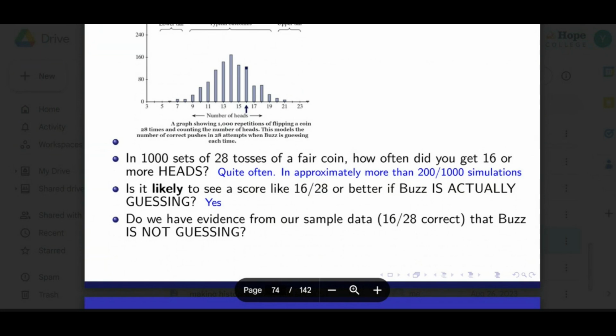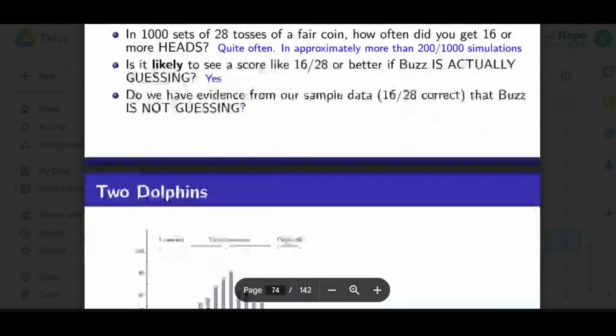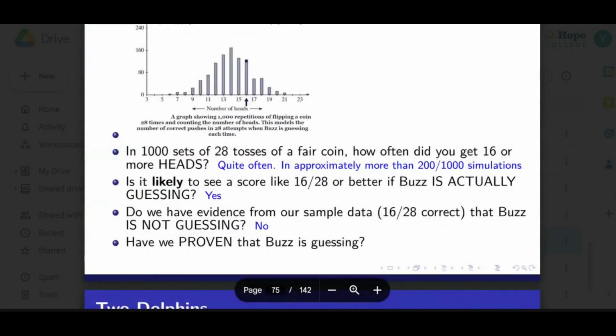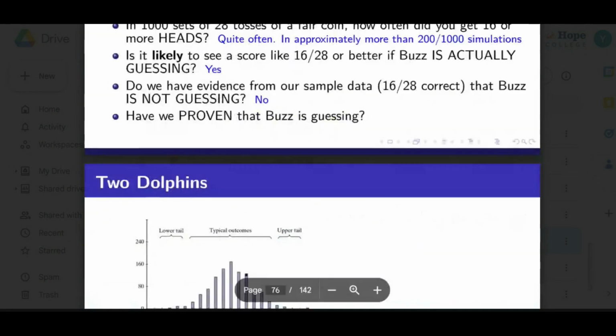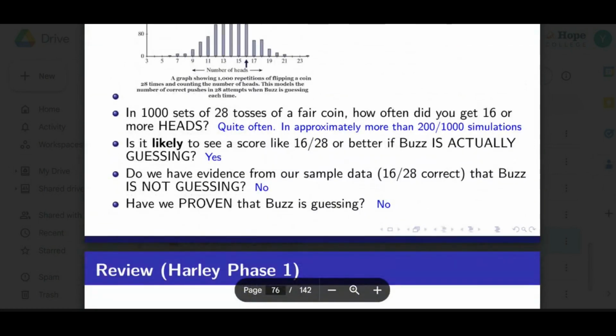Do we have evidence, therefore, that Buzz is not guessing? No, of course, there's no evidence at all, because he may very well have been guessing. There's no evidence that he's not guessing. But have we proven that Buzz is guessing? The answer is no. You can't prove anything. Either way, you cannot prove someone is smart, and you cannot prove definitively that someone is not smart or not guessing. There is no way. All it is is evidence, and there is no evidence that Buzz is smart.